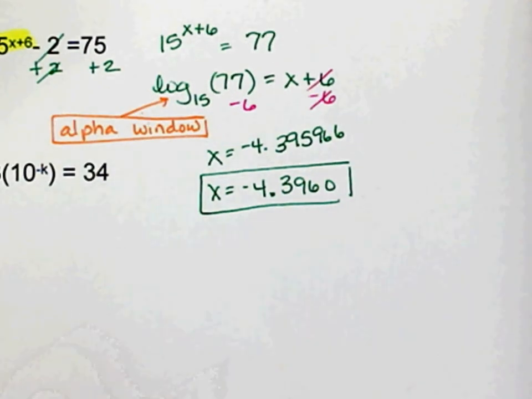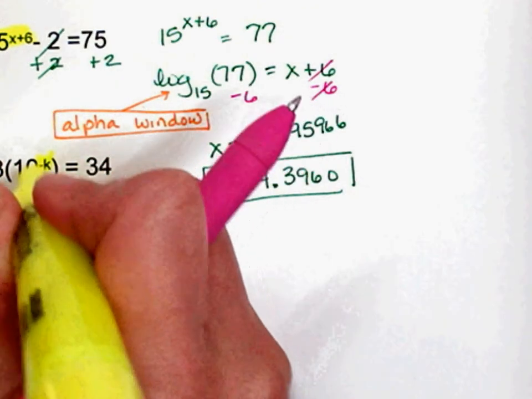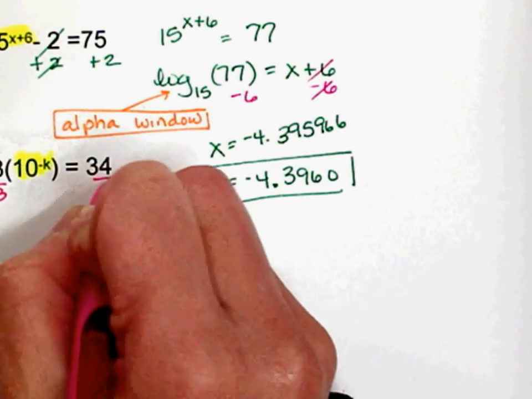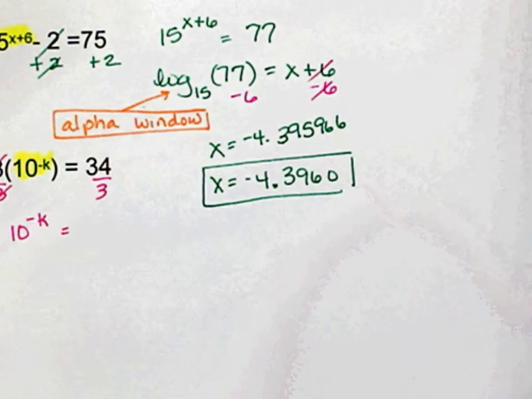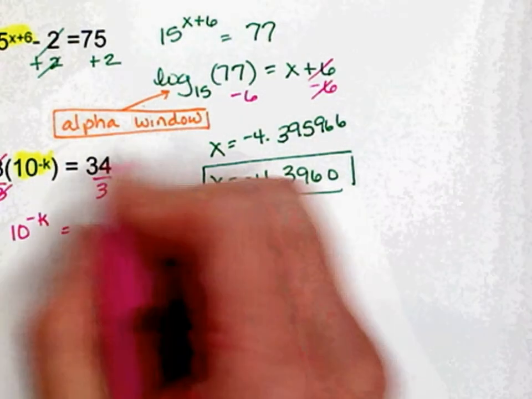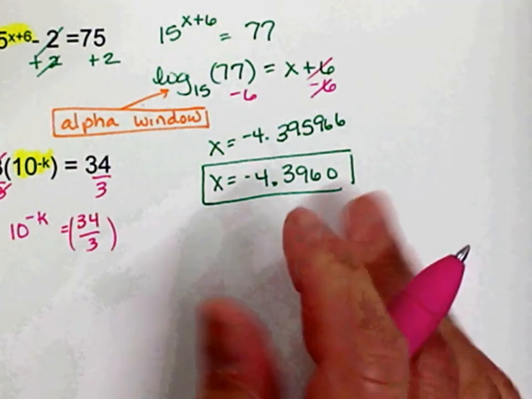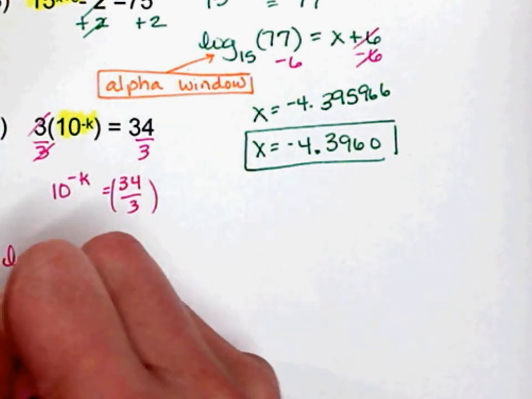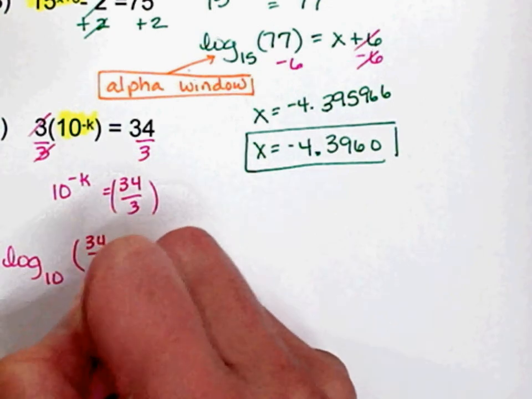All right, let's take a look at the next one. Do you see how the k is in the exponent position? You need to isolate that one first. So to do that, what do you do? You divide both sides by 3. So 10 to the negative k is equal to 34 divided by 3. Just keep it as a fraction for now, okay? Rewrite it as a log because you're solving for the exponent. So log base 10 of 34 over 3 is equal to negative 1k.